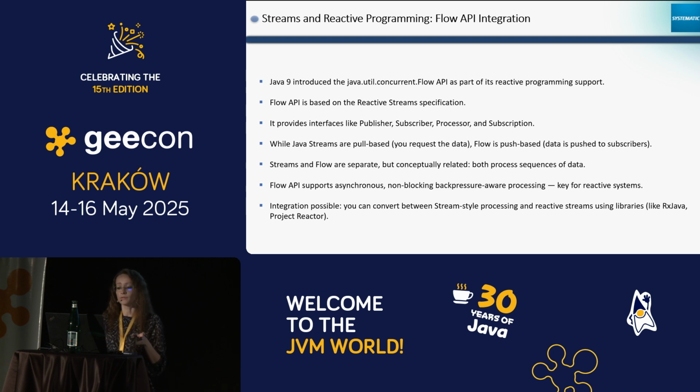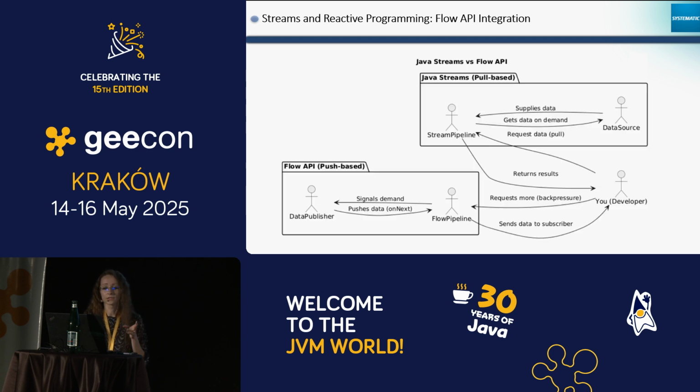Now, while the difference between Java Streams and the Flow API is clear, I have also shown here some diagrams on how they can be integrated. The Flow API supports back pressure, if I can use this term, which prevents overwhelming the consumer, while the Streams API is initiated by the developer. On the other side, the Flow API allows the data source to control the pace.